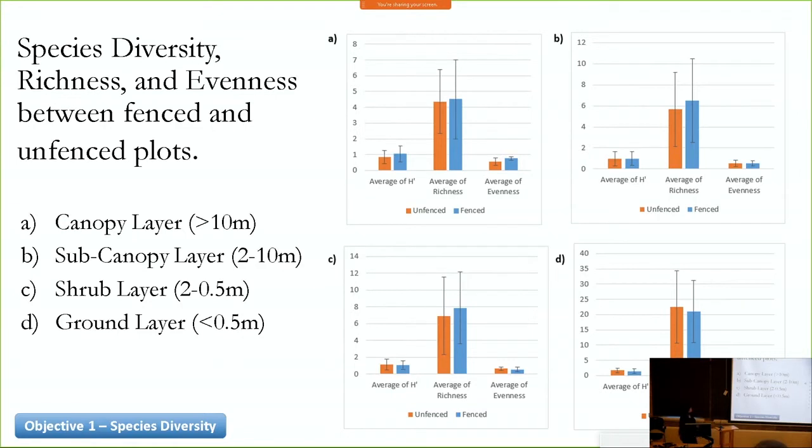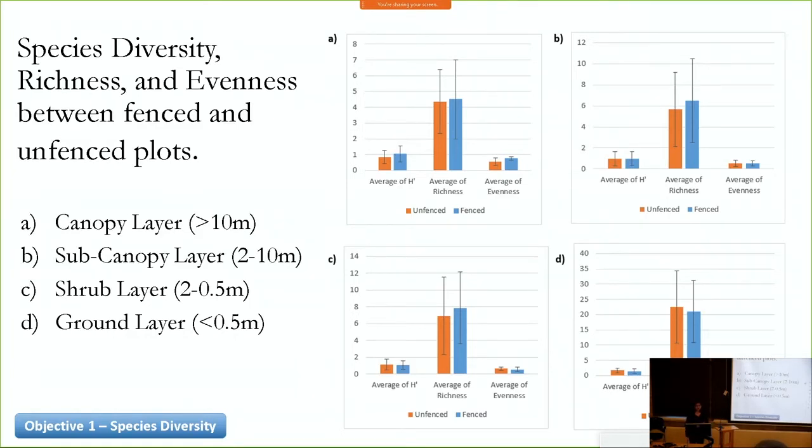For my first objective, looking at species diversity, I compared the species diversity, richness, and evenness for the canopy layer, subcanopy layer, shrub layer, and the ground layer. Overall, none of them are significant, except for the canopy layer. For the canopy layer, the average evenness is significantly higher in the fenced plots compared to the unfenced plots. Does it mean anything? Hard to say. But overall, there is no significant difference in species diversity, evenness, or richness.